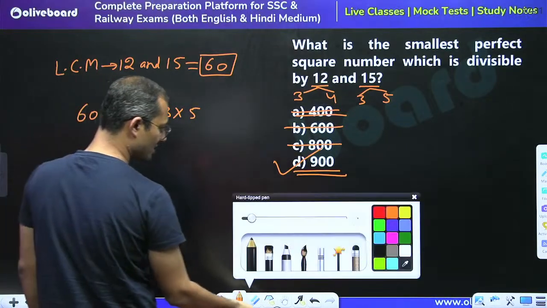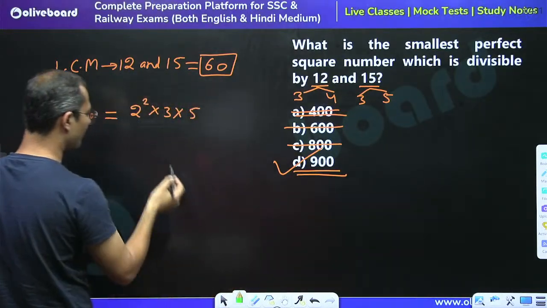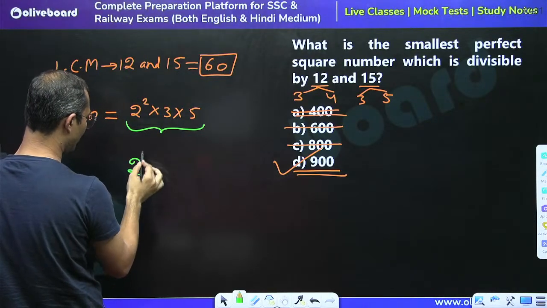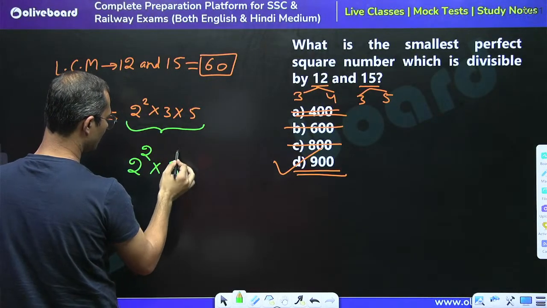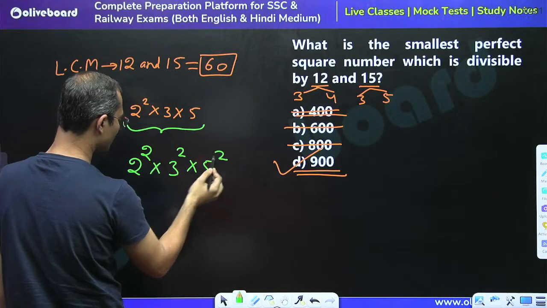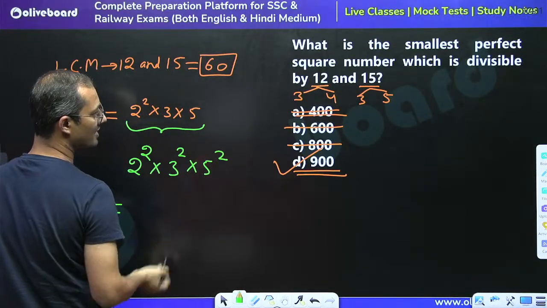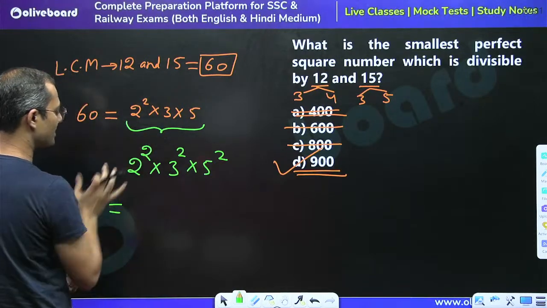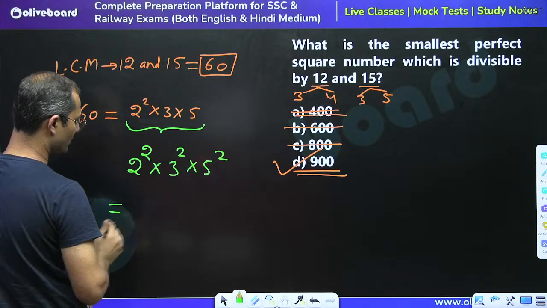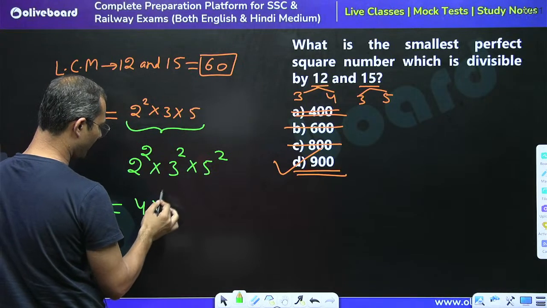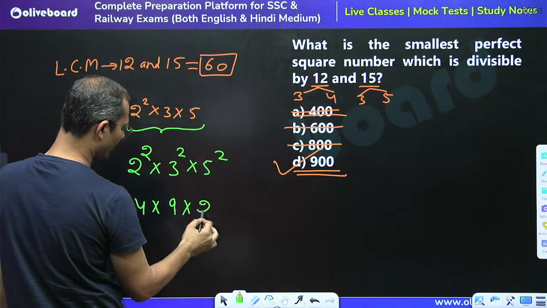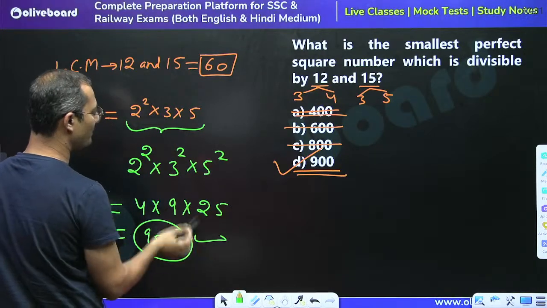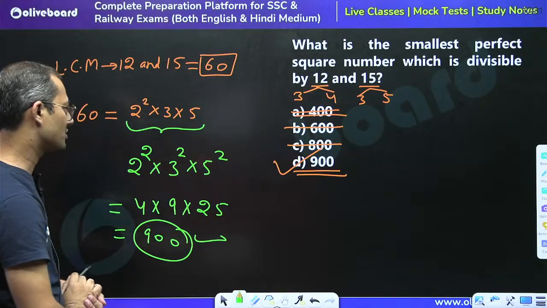So how much is missing to make it a perfect square? What do we have to multiply to make it a perfect square? So we can say 2 square into 3 square into 5 square. This is the smallest perfect square which is going to be divisible by this number. So this equals 4 into 9 into 25, so 900 is the right answer. This is the basic approach for how we are going to solve it.